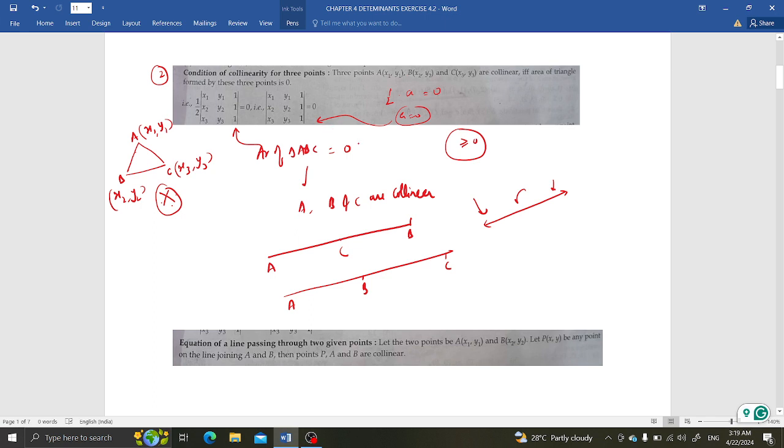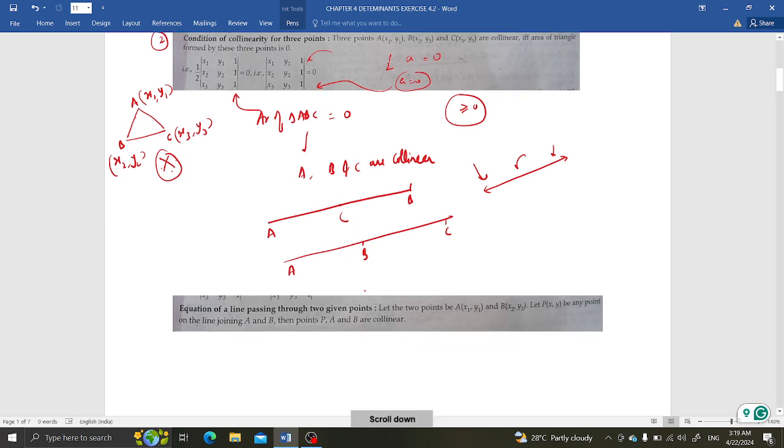It means if someone says check whether 3 points are collinear or not, then we just need to check this determinant. Okay, is the determinant 0 or non-zero? If the determinant is 0, then we say yes, the 3 points are collinear, otherwise not.